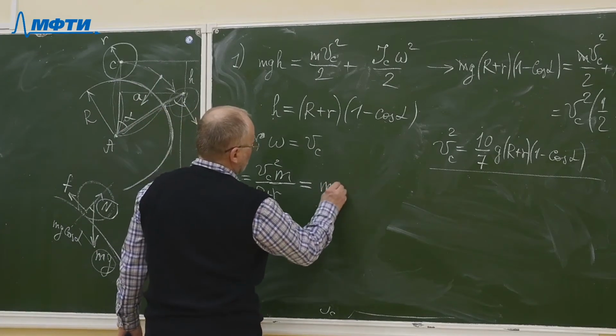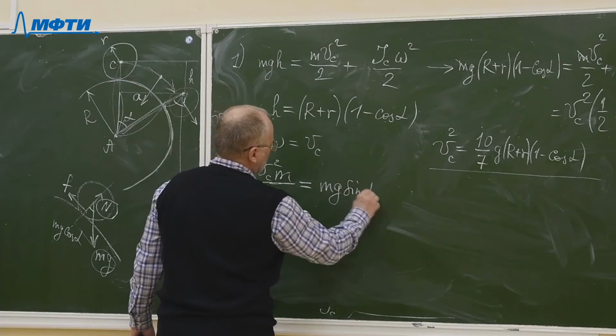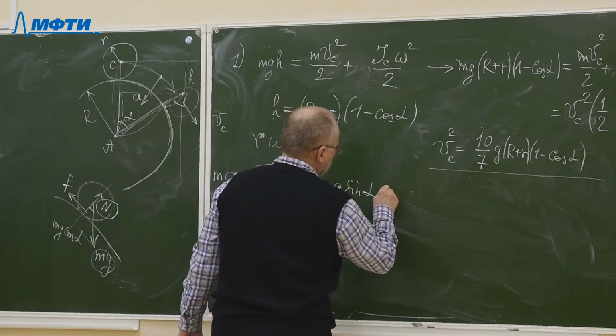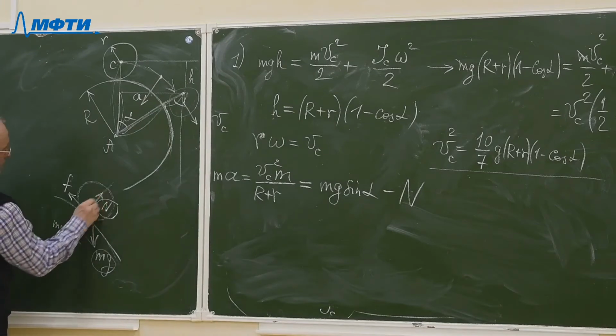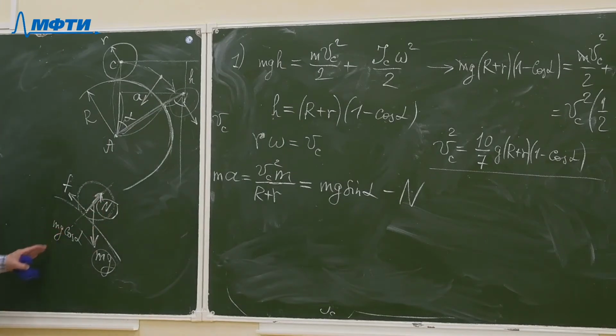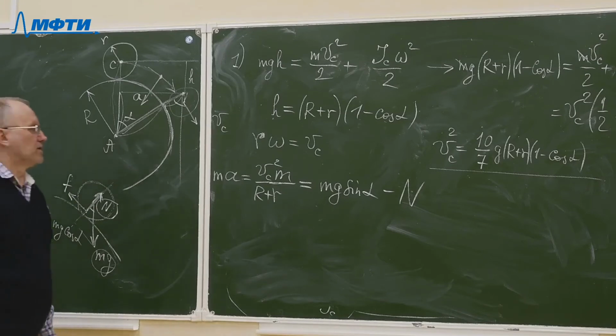That is, the first force mg sine alpha, and the second force, which is acting in the opposite direction, is N, the force of interaction of the sphere with the surface, the component of this force directed along the line perpendicular to the surface.